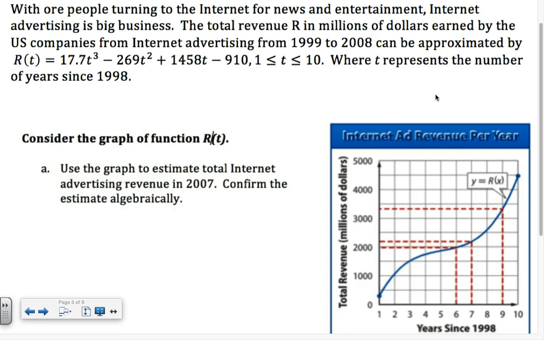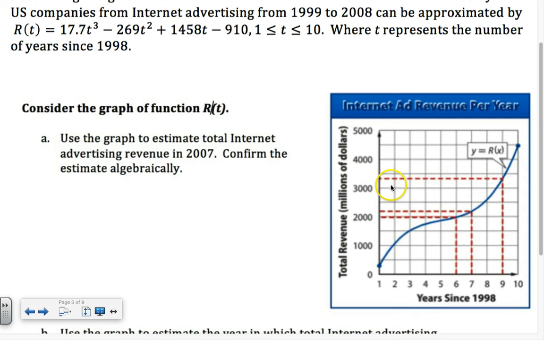So we're going to consider this graph, and we're going to use the graph to estimate the total internet advertising revenue in 2007, and we're going to confirm that algebraically. So what is going to be our starting point? Because I don't see the year 2007 on the x-axis anywhere for my independent variable, but I do see that it represents the years since 1998.